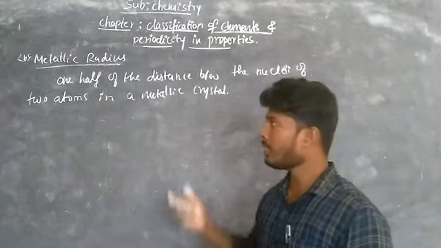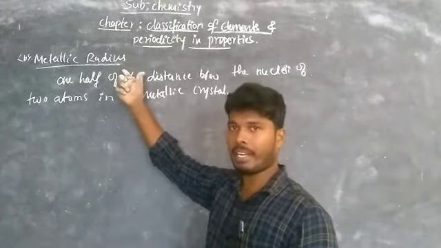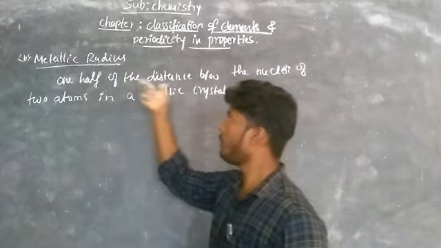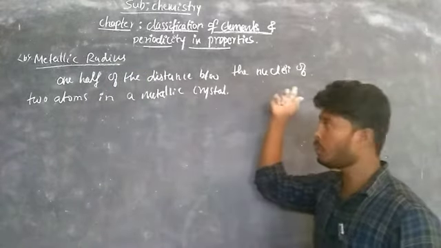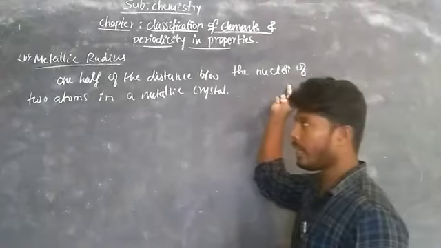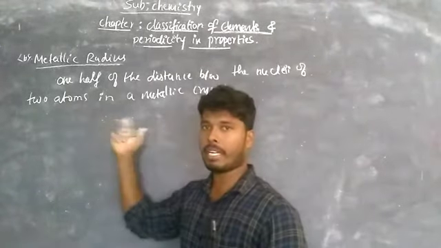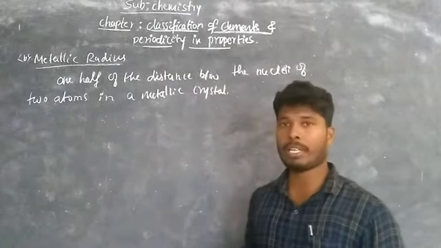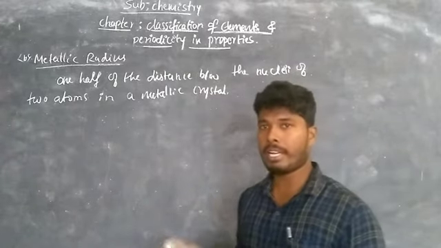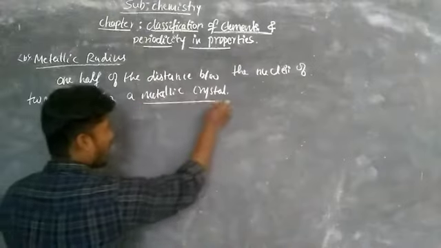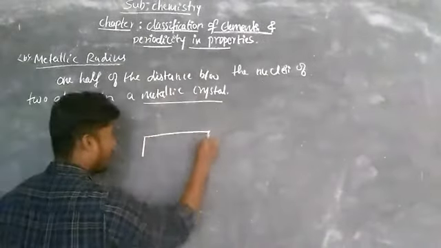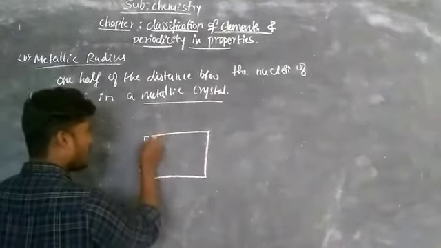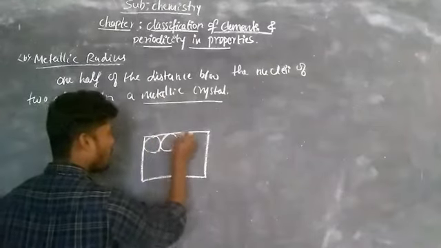The metallic radius is defined as one half of the distance between the nuclei of two atoms in a metallic crystal. Here, what we do is take a metallic crystal. Let us assume this is a metallic crystal. Here there are so many atoms which are bonded metallically.